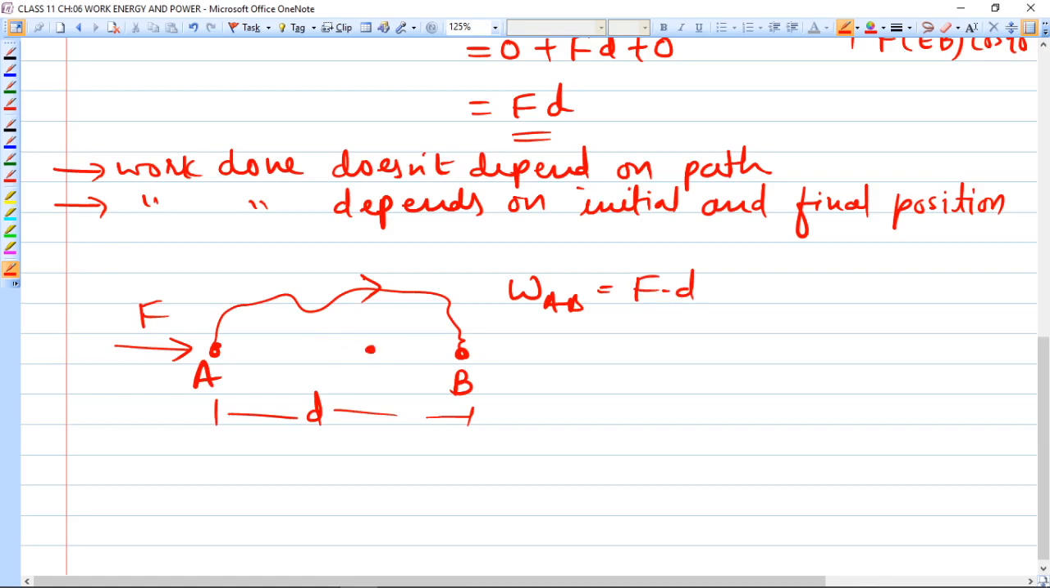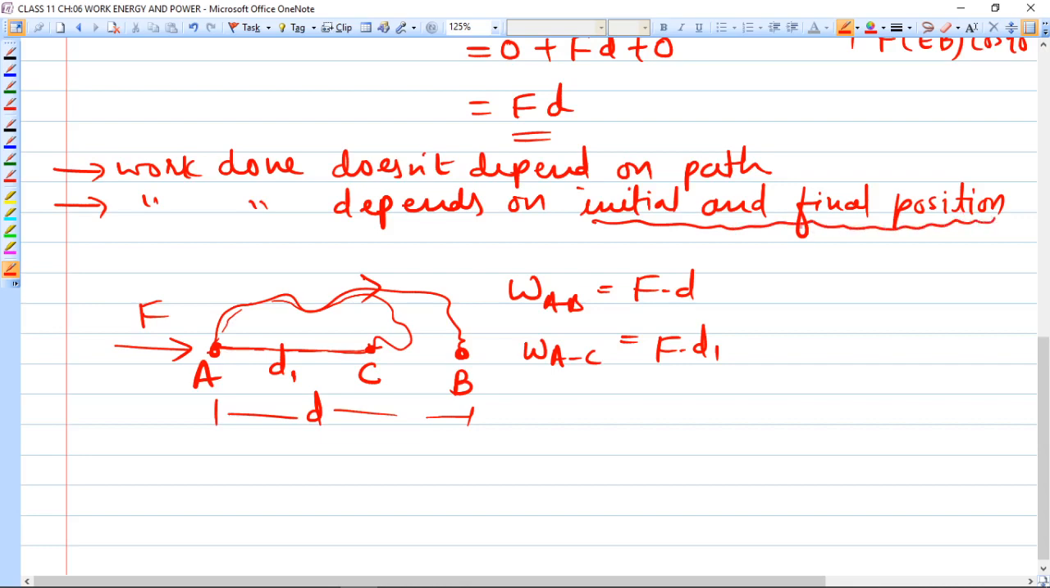Now, suppose the point is not B, but point C, where the distance between A and C is D1. If someone asks you what is the work done from A to C, then your answer will not be FD. Your answer will be F into D1. Why? Because of initial and final position. The initial position remains as it is, but the final position got changed. Suppose I move this particle from A to C in this way, so the work done will also get changed. So you can say it depends on the initial and final position. That you can say it is a point function.